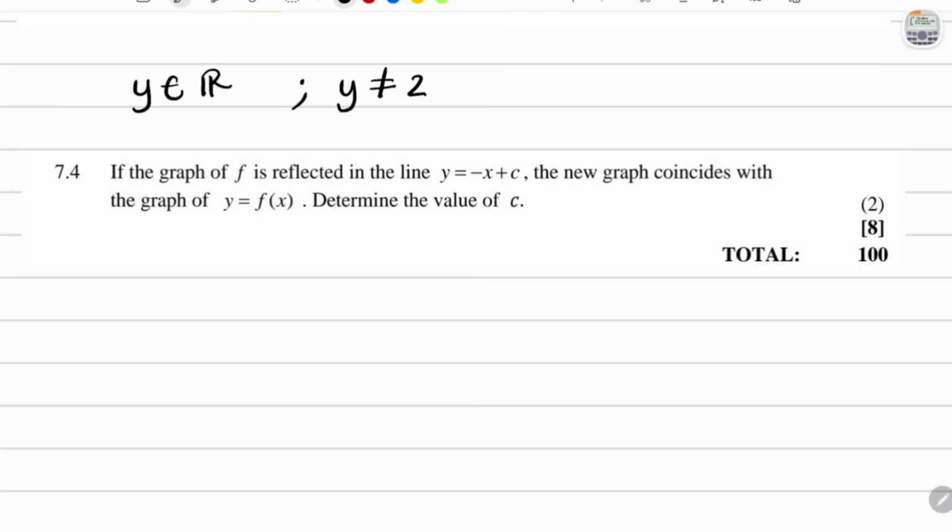Okay, so we're on 7.4, and 7.4 says, if the graph of f is reflected in the line y is equal to negative x plus c, so we don't know what c is, the new graph coincides with the graph of y is equal to f of x. Determine the value of c. So if the graph of f is reflected in the line y is equal to negative x plus c, then the new graph coincides with the graph of y is equal to f of x.